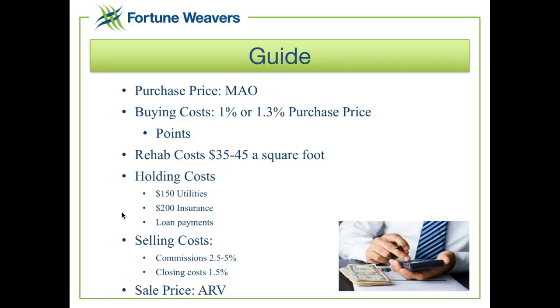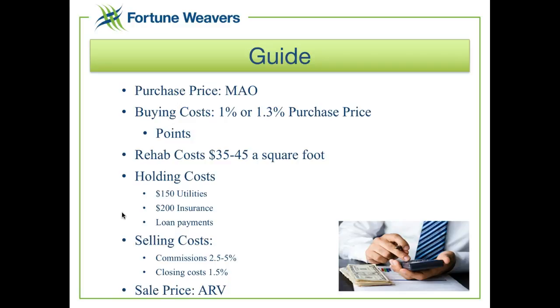Then you look at your after repair value, which is your sales price. And then you're going to be able to back out the rest of these. So these numbers right here are what you have to memorize. Okay, you know your MAO, you know your buying cost, just run it at 1.3 most of the time. An old school way of doing this, which is real simple, is 2%, but I rarely see where we've ever paid 2% in closing costs.